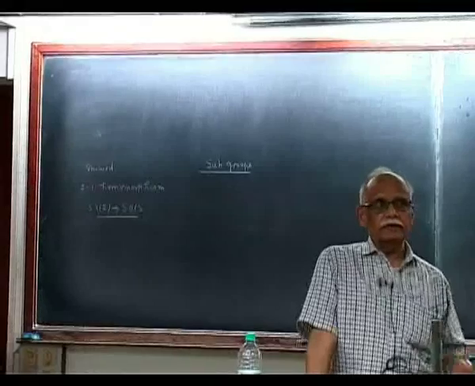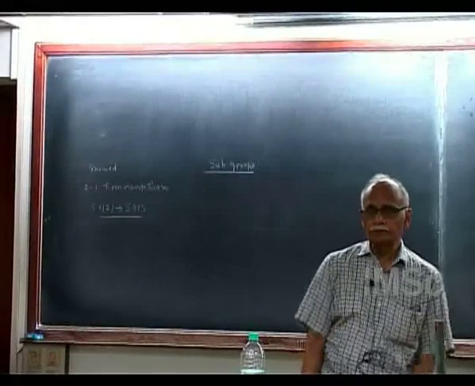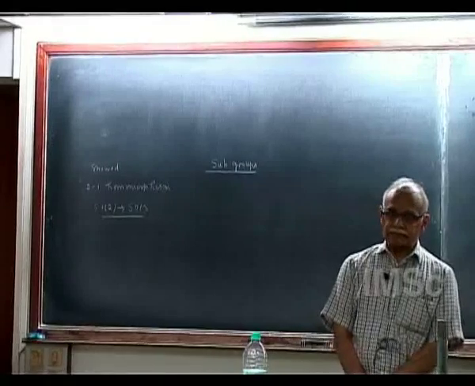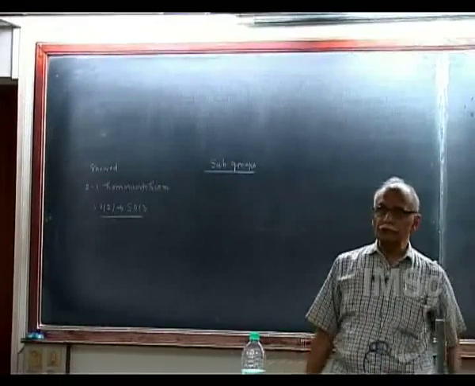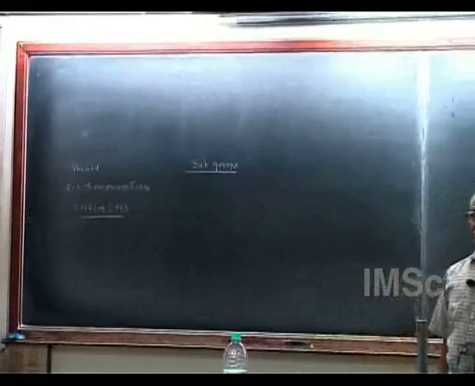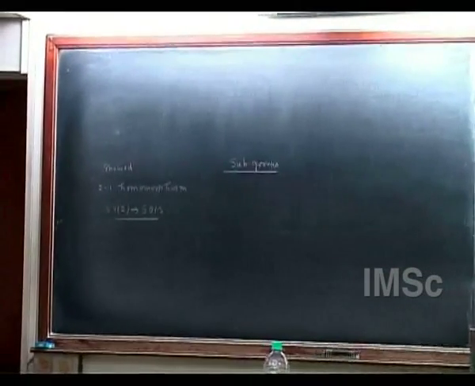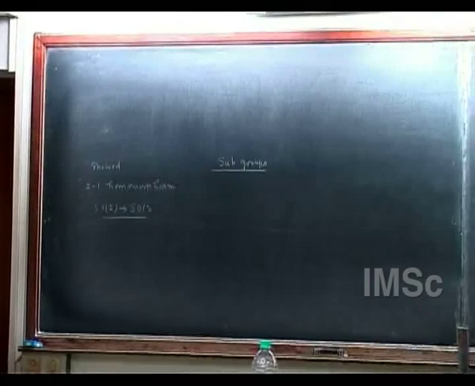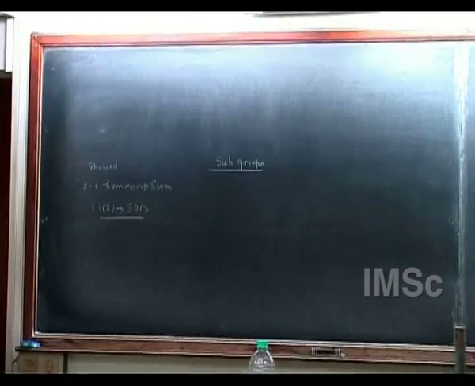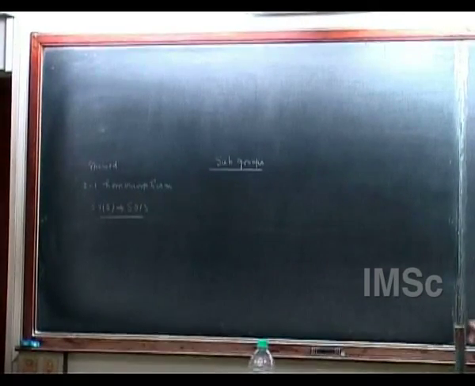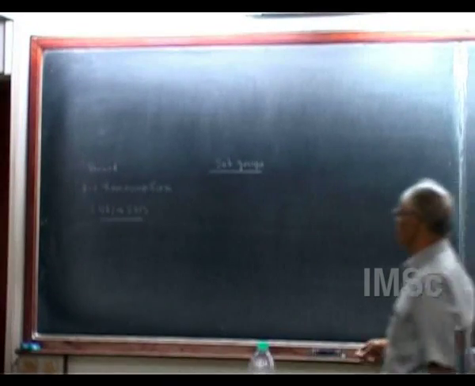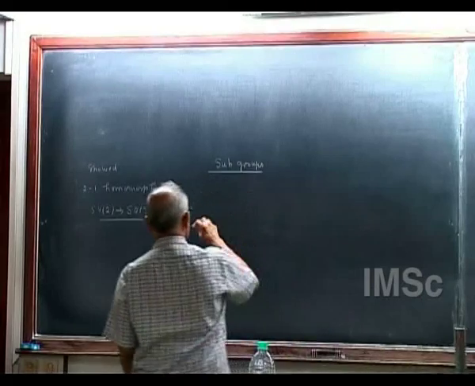So I will do the representation theory of the permutation group to the extent that time permits, and then we will go into continuous groups. Continuous means what they call Lie groups. That way I will have a hopefully balanced presentation of both finite groups and Lie groups. So what is a subgroup? Well, the definition is quite obvious.